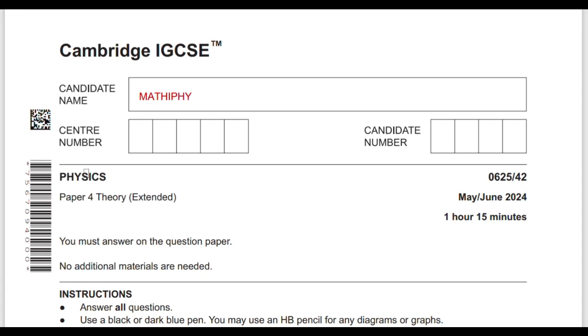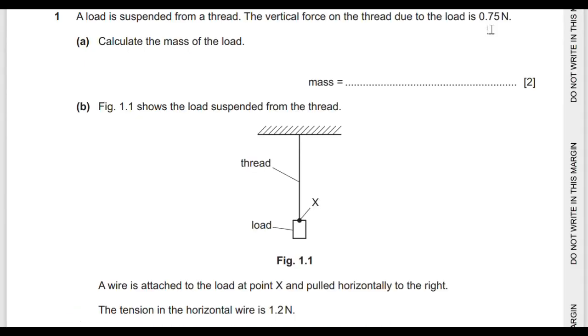In today's video, we'll be doing another paper 4 of course code 0625. It's May-June year 2024 variant 2. So first question is saying a load is suspended from a thread. The vertical force on the thread due to the load is 0.75 Newton. Calculate the mass of the load.